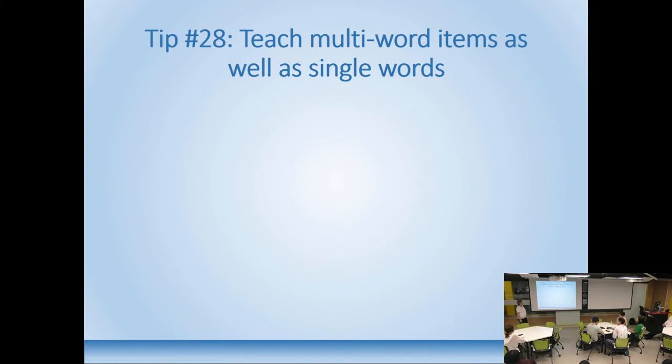Tip 28, teach multi-word items, not just single words. Apparently, about one-tenth of vocabulary items are in fact composed of more than one word, which could not be guessed from the single words that compose it. For example, an expression like by and large, you may not know what by means and large means. That doesn't help you understand what the expression by and large means, that it happens to mean in general, which has got nothing to do with any of the component words.